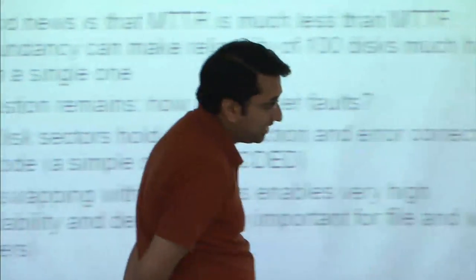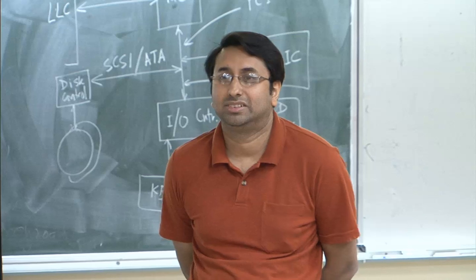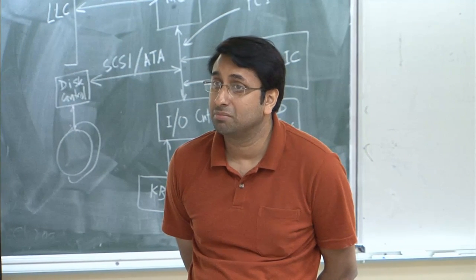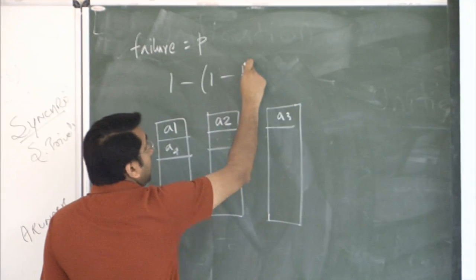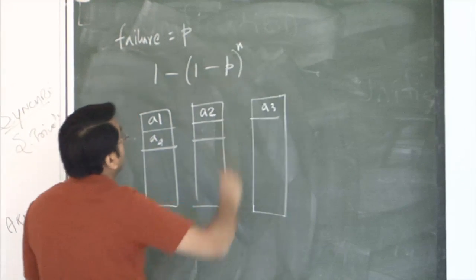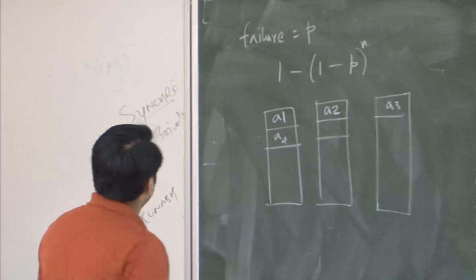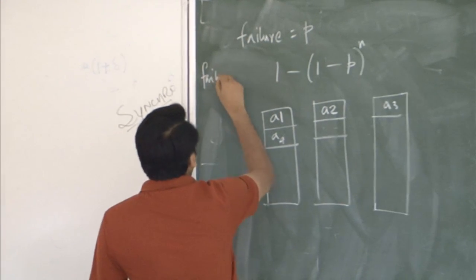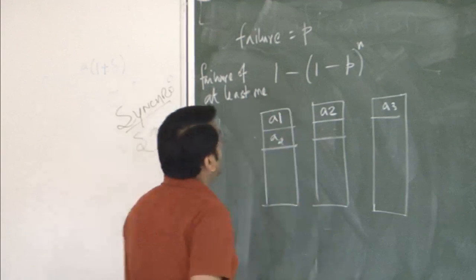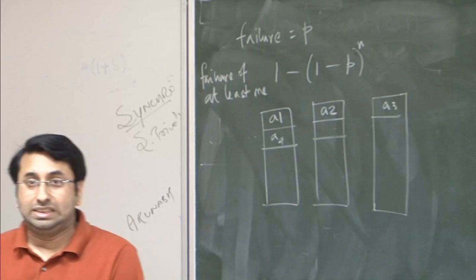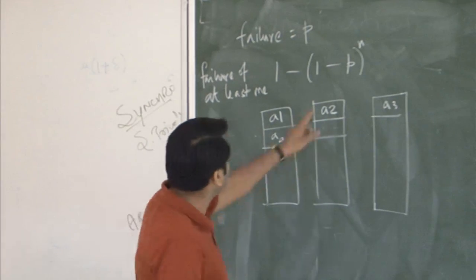This you should be able to answer. What is the probability that at least one disk fails in an array of n disks? 1 minus p to the power n. Here it is 1 minus p to the power n, and here it is p. Which one is larger? This one is the failure of at least one. Which one is larger?